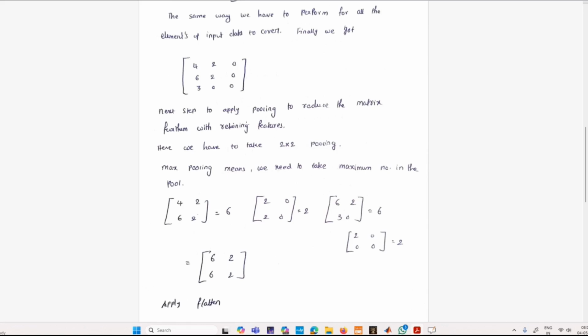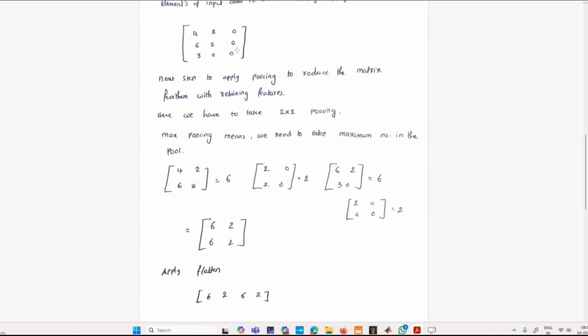So here I have taken 2 by 2 pooling. 2 by 2 pooling means 4, 2, 6, 2. If I am taking max pooling, this one is 6. Minimum pooling means the answer is 2. Average pooling means 4 plus 2 plus 6 plus 2, 10 plus 14, that is 14 by 4. Okay, 3 point something answer will come. Next one is towards the right: 2, 0, 2, 0. Max pooling is 2, and 6, 2, 3, 0, 6 and 2, 0, 0, 2.